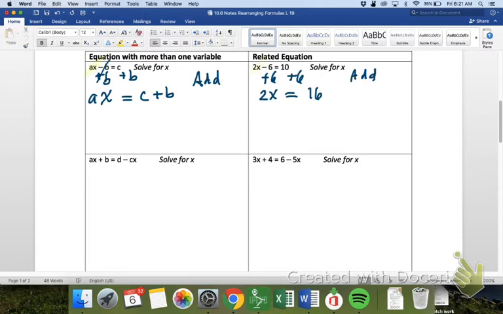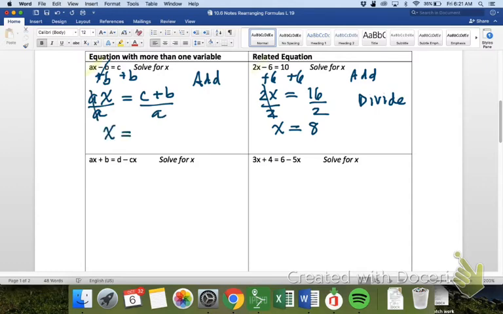Now, if I come back over to the related equation, 2x equals 16, to completely get the x by itself, I'd need to divide both sides by 2. The 2's would cancel. I'd get x equals 8. In my equation with more than one variable, I'm still trying to get x by itself, and in this case, x is being multiplied times a. So to get x by itself, I have to divide both sides by a. On the left, the a's cancel. I'm left with just an x.